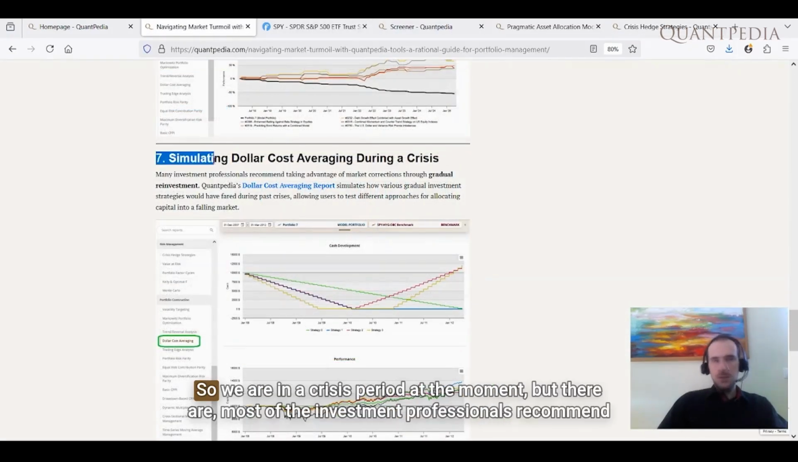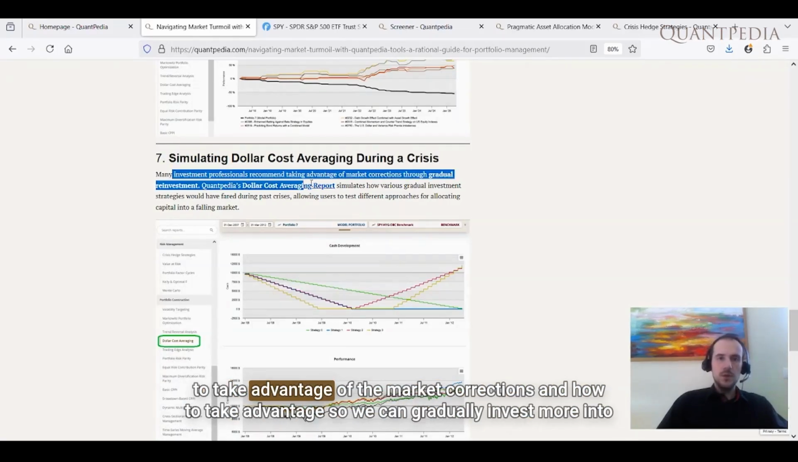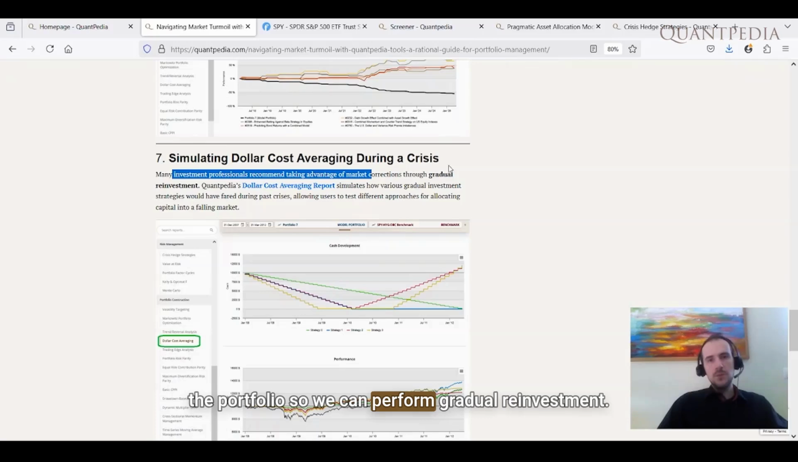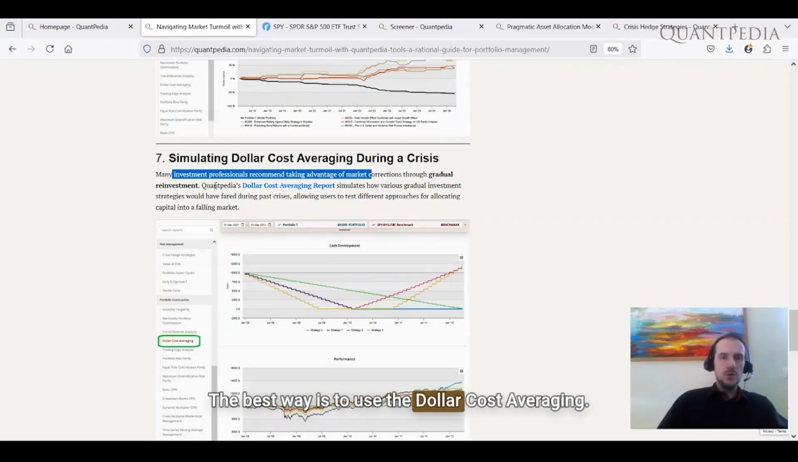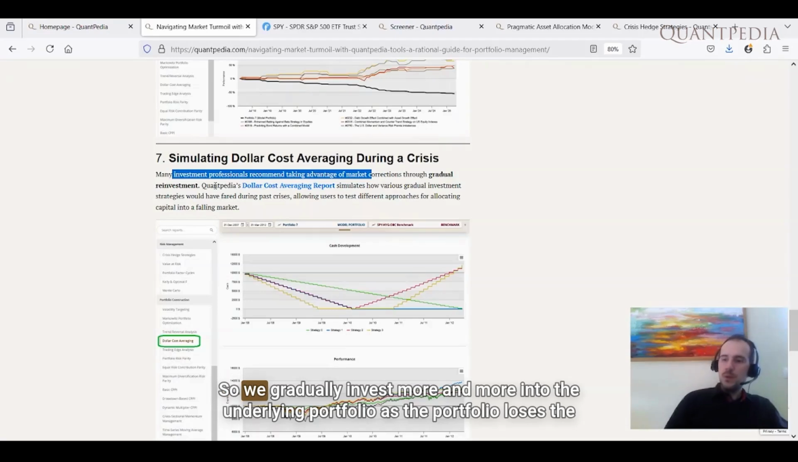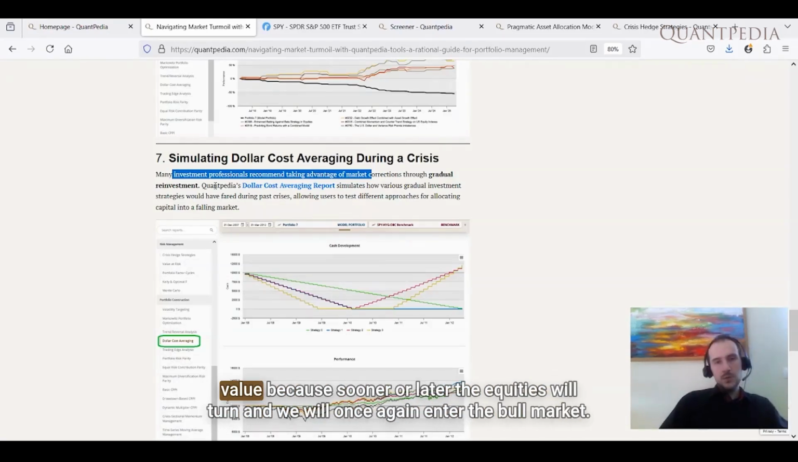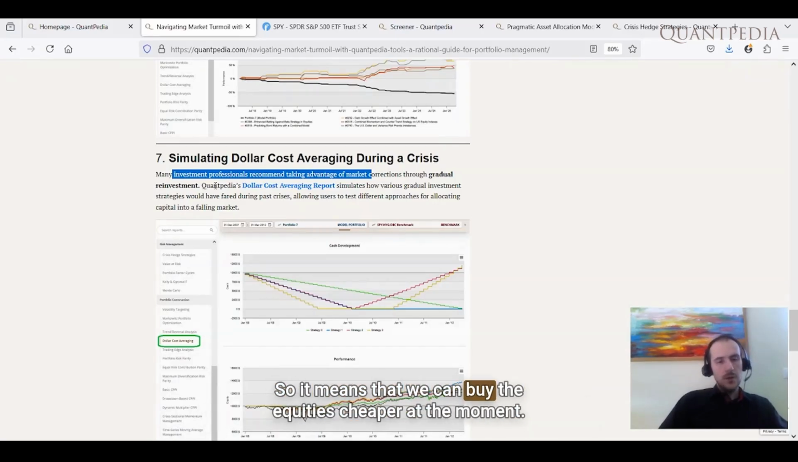Point number 7. We are in a crisis period at the moment, but most investment professionals recommend taking advantage of the market corrections. How do you take advantage? You can gradually invest more into the portfolio, so we can perform gradual reinvestment. What is the best way? The best way is to use dollar cost averaging. We gradually invest more and more into the underlying portfolio as the portfolio loses value, because sooner or later the equities will turn and we will once again enter the bull market. So it means that we can buy the equities cheaper at the moment.